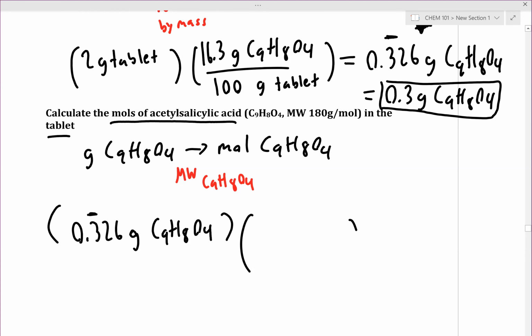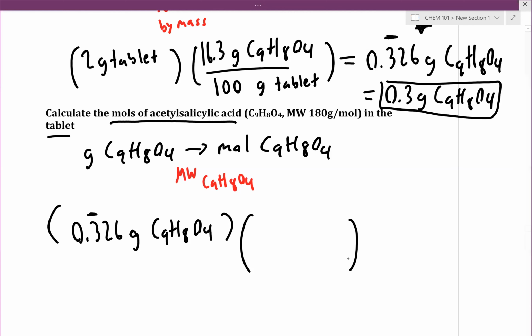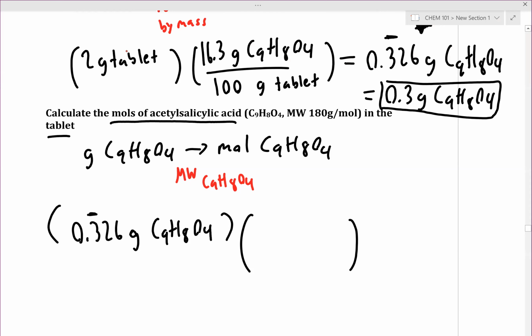And if we're going from grams to moles, what units are going to go on top? Moles. So in 1 mole of aspirin, which is C9H8O4, we have how many grams of aspirin? What's the molar mass? 180. I would recommend on your own calculating this molar mass and verifying that it is indeed correct, because you're going to have to do that on the exam.